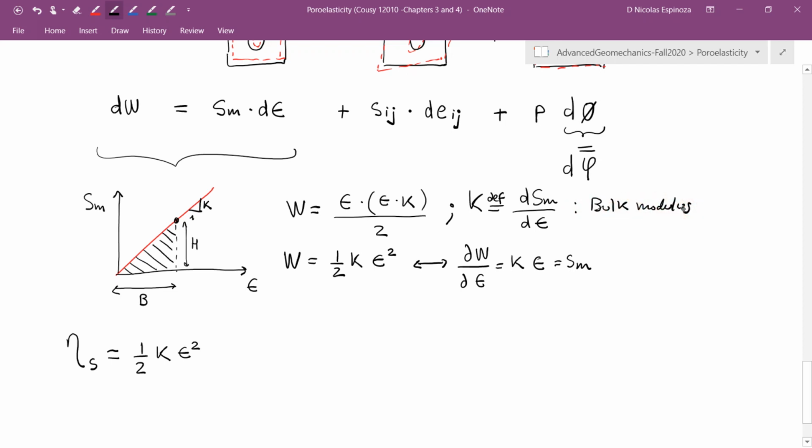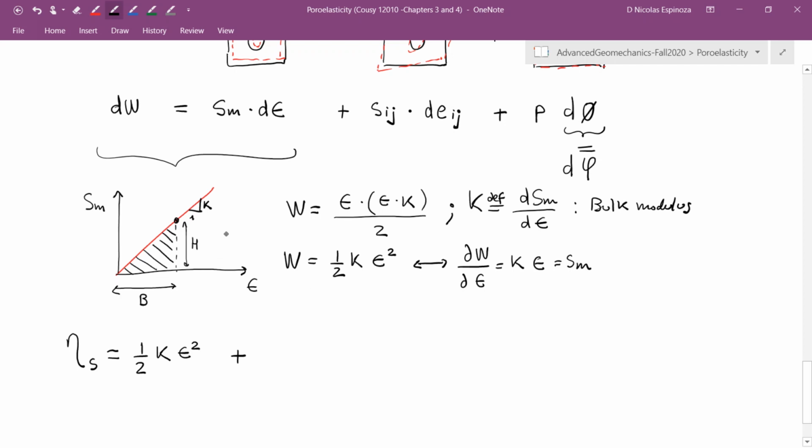All right, let's go with the next term. Actually, what we want to do is to rewrite this equation for these 3 terms. The next term is going to be very similar, but is going to relate shear strains and stresses.